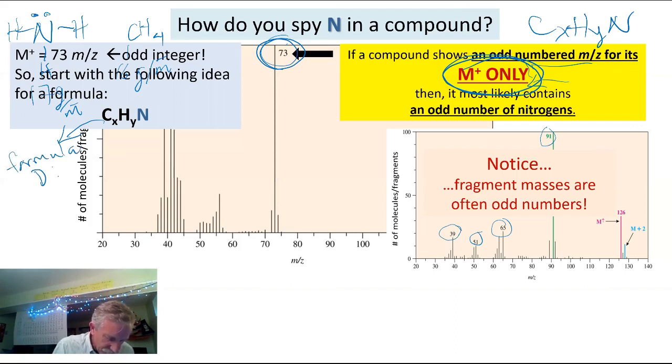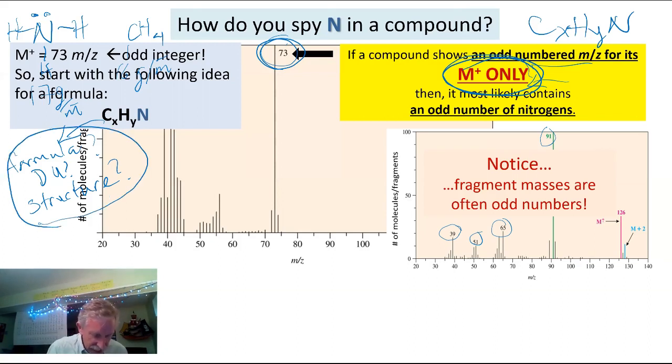And for class today, see if you can come up with a formula, a DU, and maybe even a structure that could fit this actual mass spec of a compound that has a molecular weight of 73. Okay? And then it's only a possibility. There could be lots of possibilities, but I'm really curious for class, what could you get here? Okay? Cool.